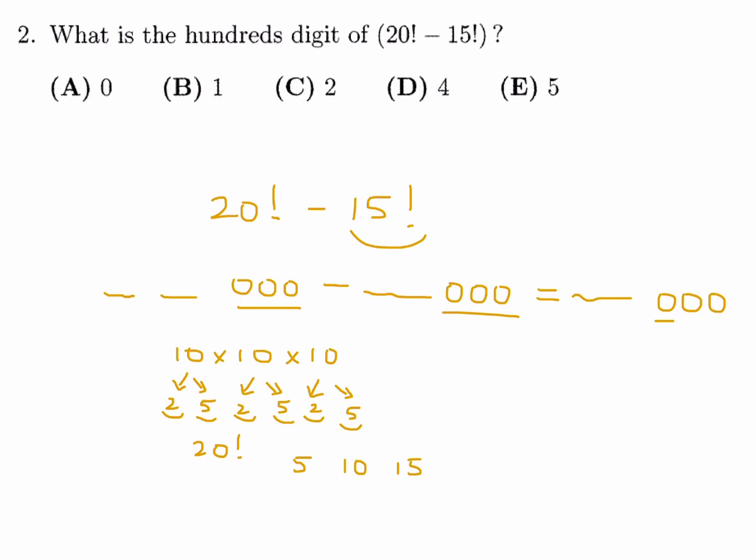So that's why I know that these numbers are both multiples of 1,000. They end in 0, 0, 0. When you subtract them, you get a big number that ends in 0, 0, 0. And therefore, the hundreds digit will be 0. Number 2, the answer is A.